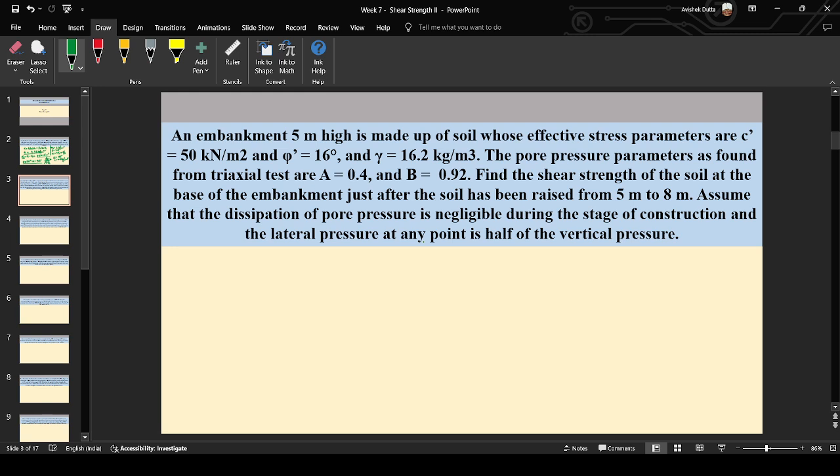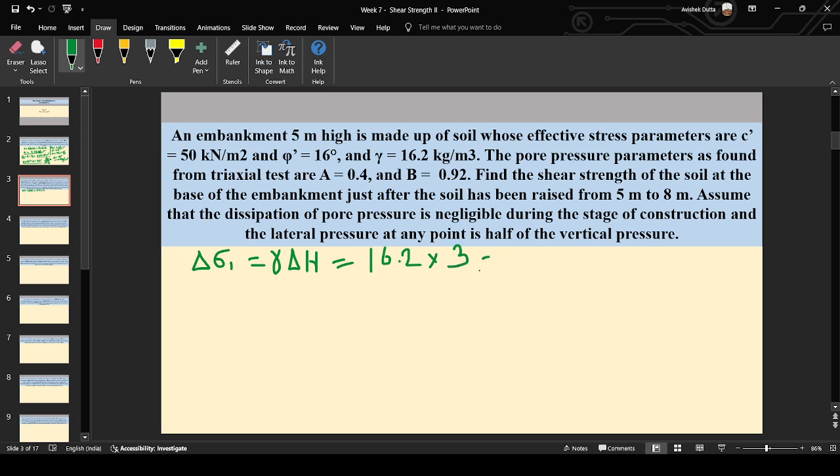We have been given the normal stress over here. For that we have to find out the effective normal stress, for which the total normal stress along with the change in the normal stress. Okay. So first we have found out the change in the normal stress, that is del sigma 1. Due to this increment in the height, it is generally gamma into del h, that is 16.2 into, what is the difference? Difference is 8 minus 5, that is 3.